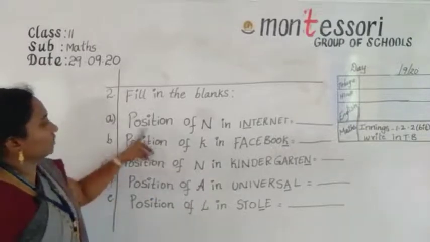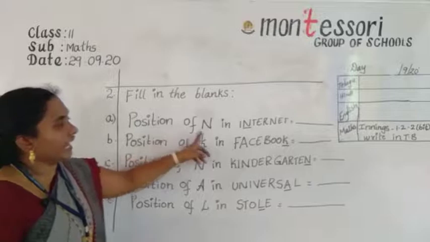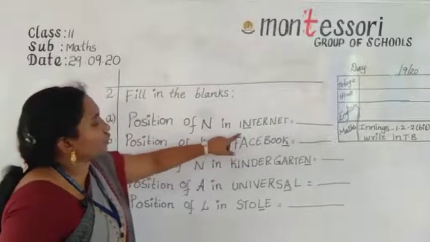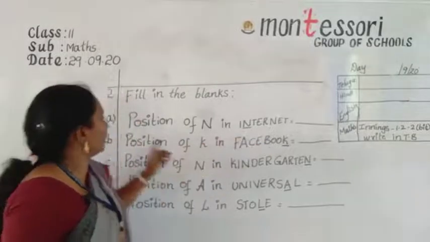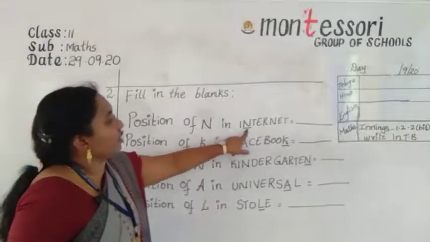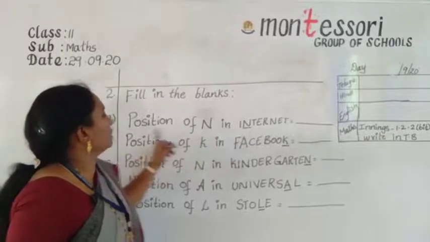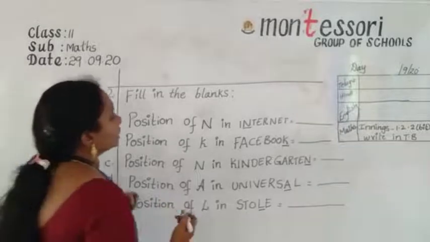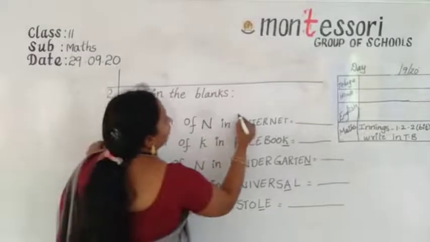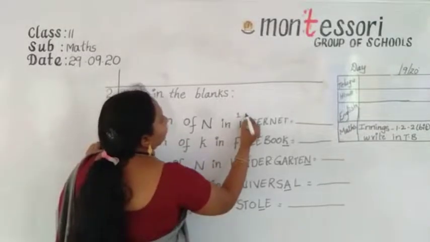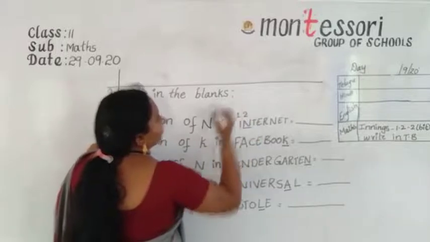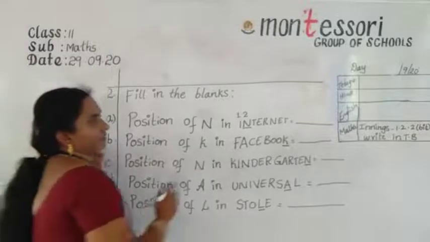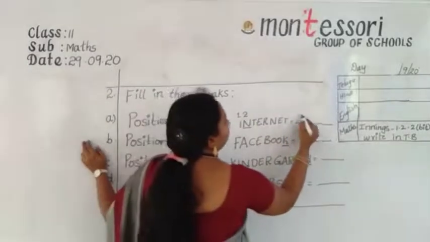In the first question, it is given like this: position of n in internet. Internet has 2 n's, but we can find the position of the n after the I. Now look at the board. Here I is in the first position and n is in the second. So the position of the n letter is second.